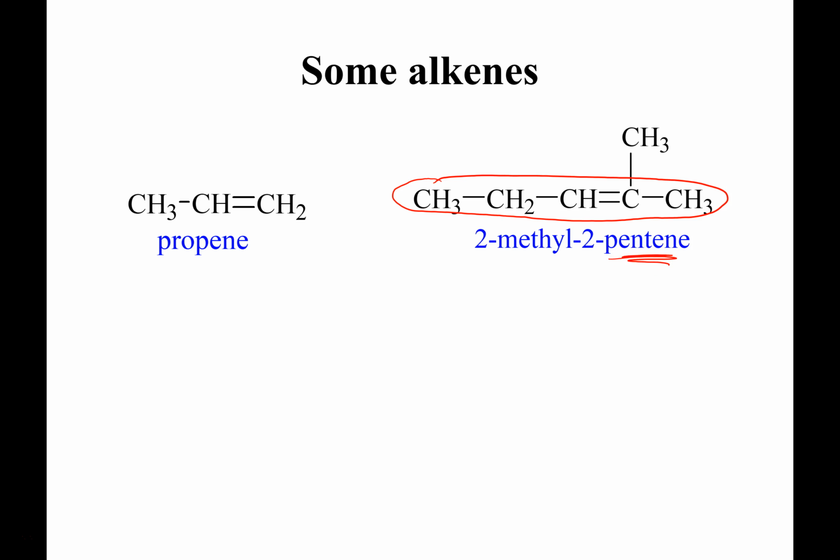Now I need to do 2 things here. I need to say where the double bond is. Notice that if I make this carbon 1, carbon 2, 3, 4, 5, my double bond is here between the 2 and the 3. That's where that 2 comes in. That 2 right there. And my branching is also on the second carbon. So that's it. 2 methyl, 2 pentene. That's it.